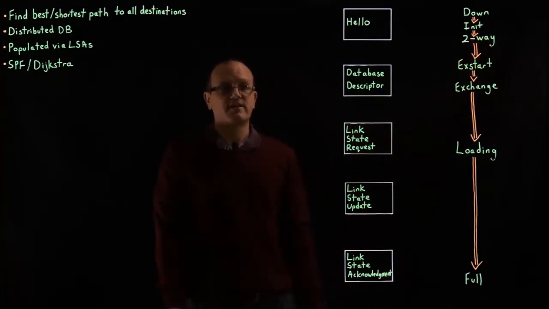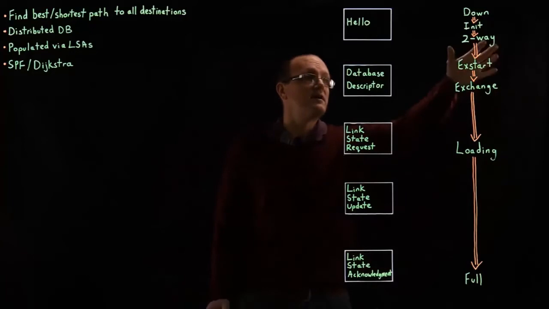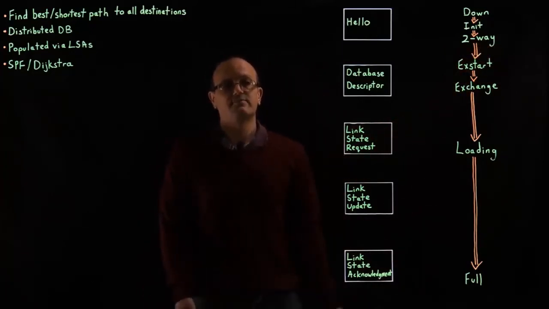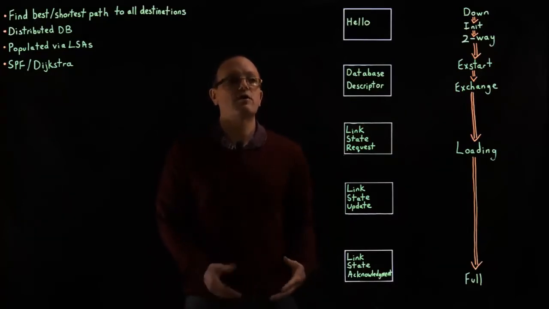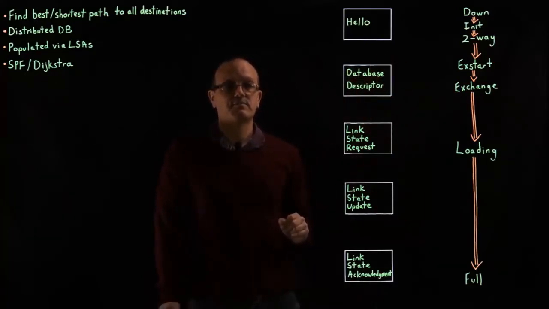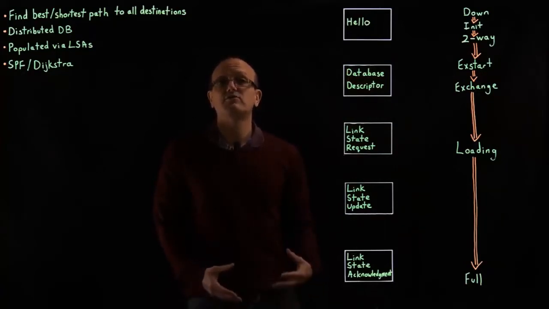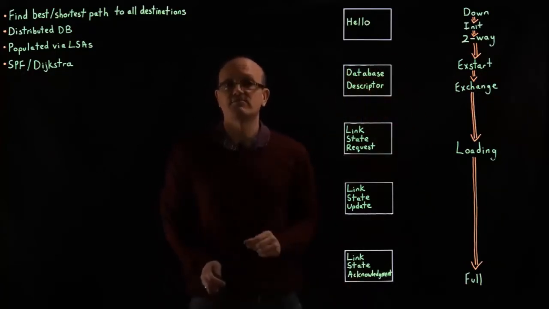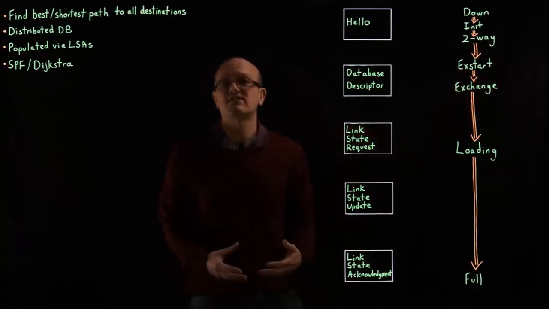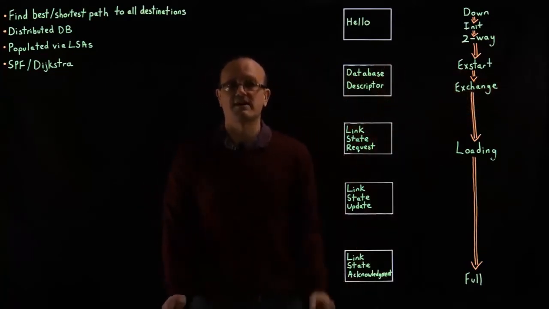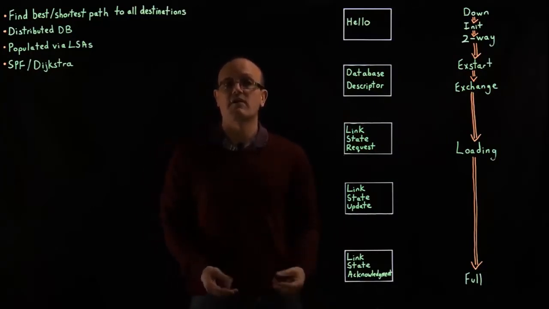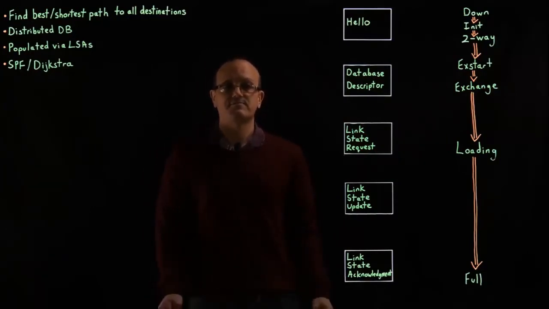Once we're in two-way state, we can then move to the ExStart state. This is where we decide the neighbor that's going to be primary for exchanging database descriptor packets. Once we've decided who's going to initiate the database descriptor exchange, we then move to the exchange state, which is where we're exchanging those database descriptor packets that are describing the local state of our databases.